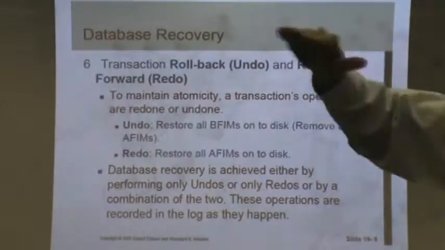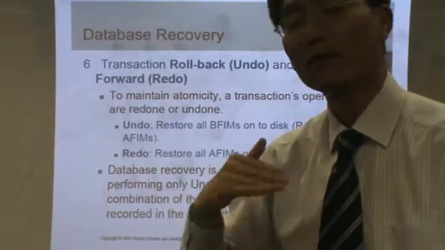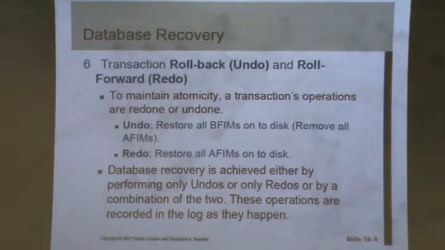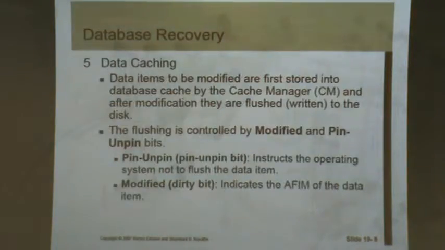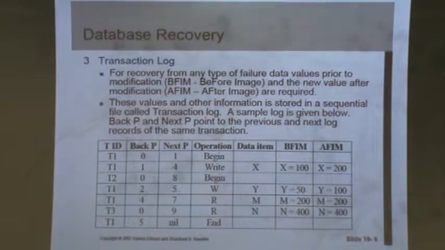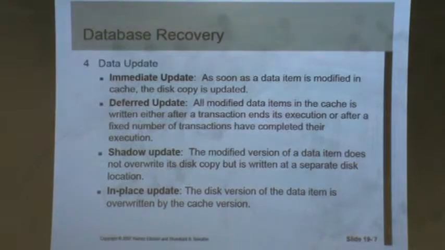So how do you know that? Check the transaction log, whether it's committed or not. If not committed, you need to go back to the previous one. How do you know the previous data? Here you have the before image. So you can keep the before image. How can we go back? That is the undo operation.